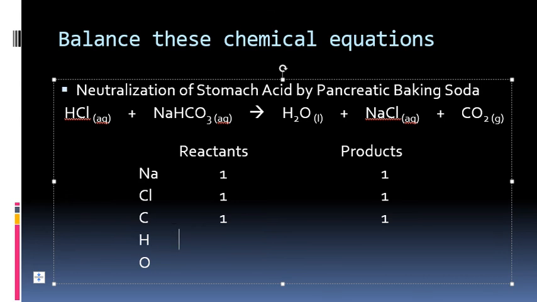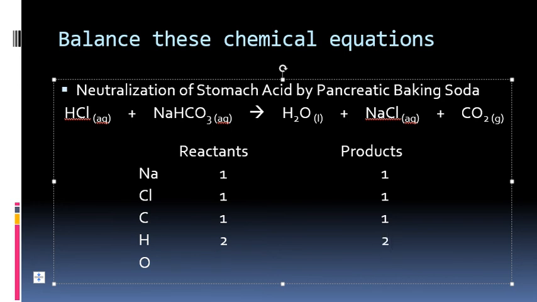Now hydrogen is where we are going to count up 1 from the first reactant, which is HCl, and then 1 from the second reactant, which is sodium bicarbonate, or baking soda. Therefore, we have 1 hydrogen plus 1 hydrogen, 2 total hydrogen on the left side of the equation. And on the right side, we have 2 hydrogen just through H2O.